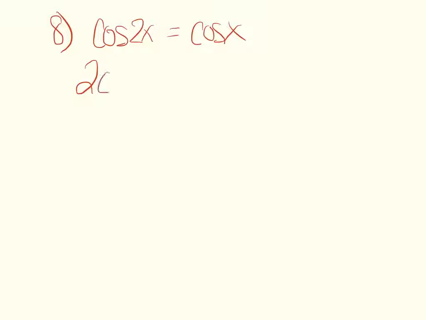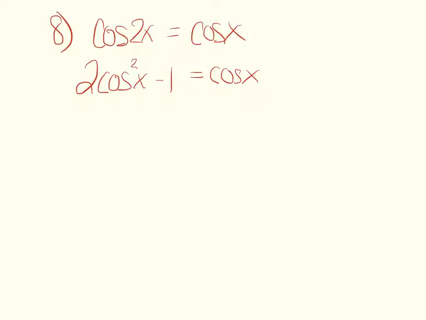It'd be a 2 cosine squared x minus 1. That is the identity. And then equals cosine x. I'm not going to probably do all these problems, and I'll get you started on them.